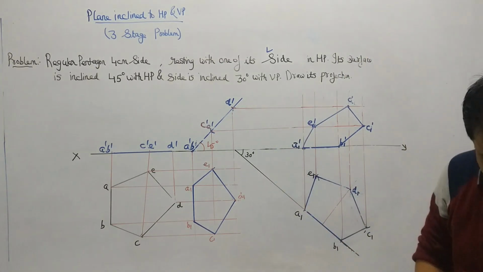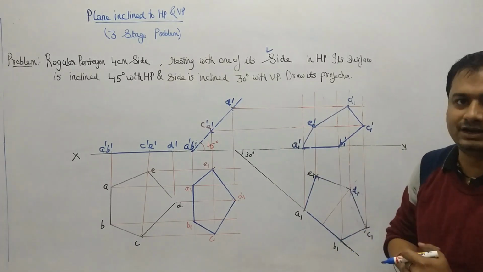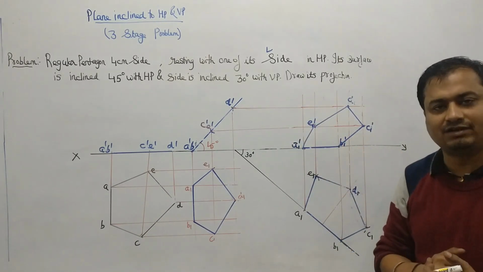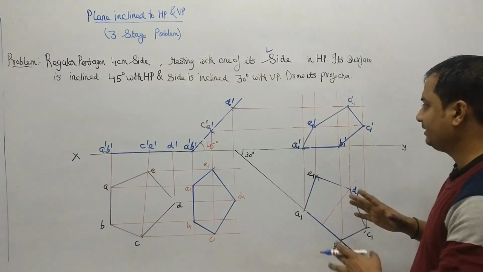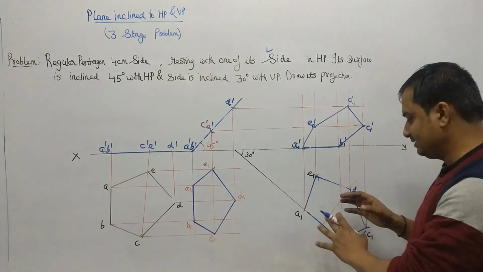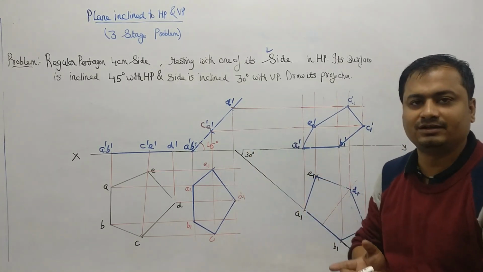So this is my final front view which I will be getting when this pentagon's surface is inclined 45 degree with the HP and the side is inclined 30 degree with the VP. So I will be getting the final front view this, and this is my final top view. So this is the 3-stage problem. So we have completed the 3 stages.